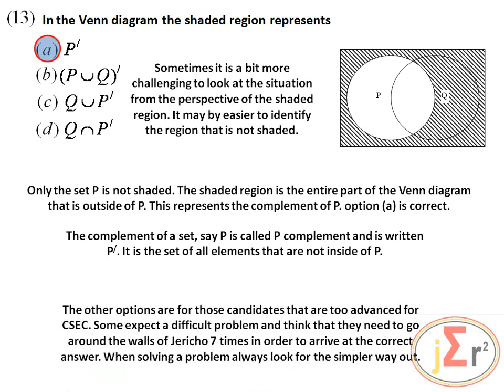The other options are for those candidates that are too advanced for CSEC. Some expect a difficult problem and think that they need to go around the wall of Jericho 7 times in order to arrive at the correct answer. When solving a problem, always look for the simpler or the simplest way out.